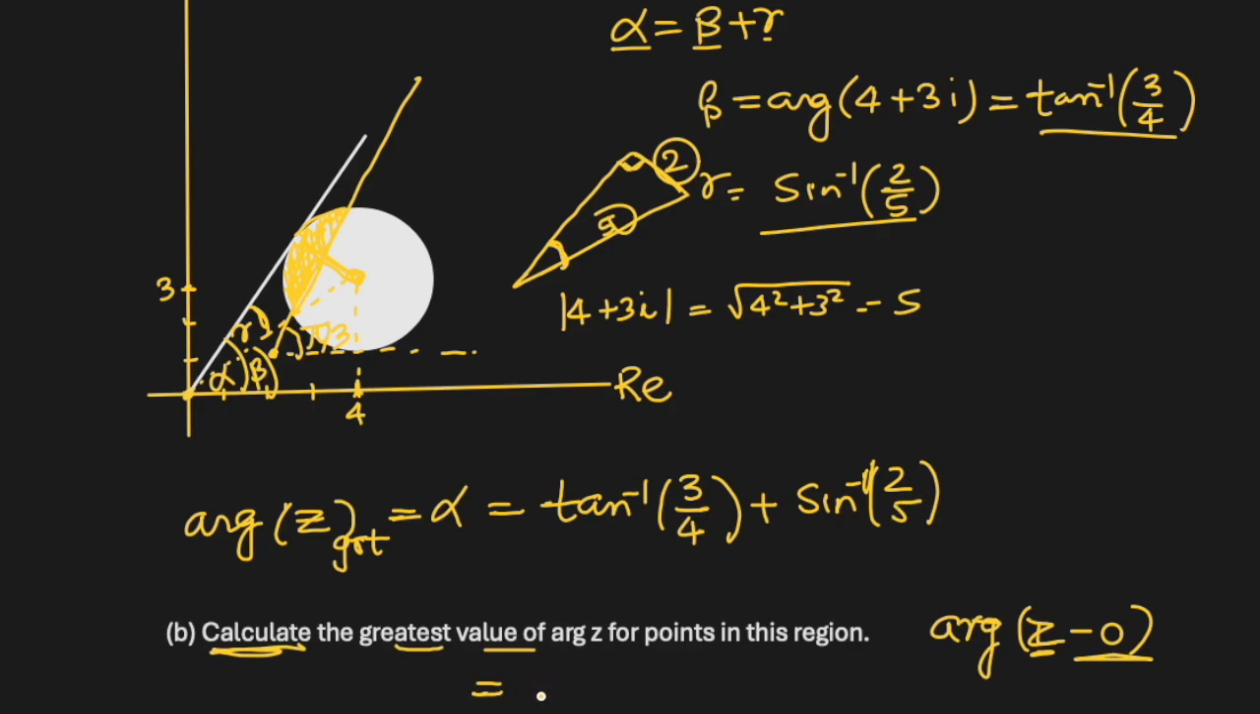What I'm getting here is 1.055. So let me say 1.06 radians.